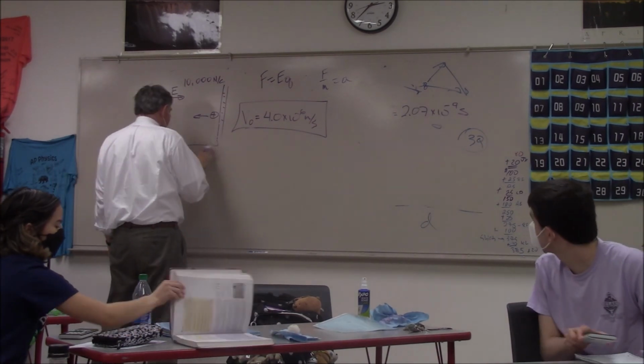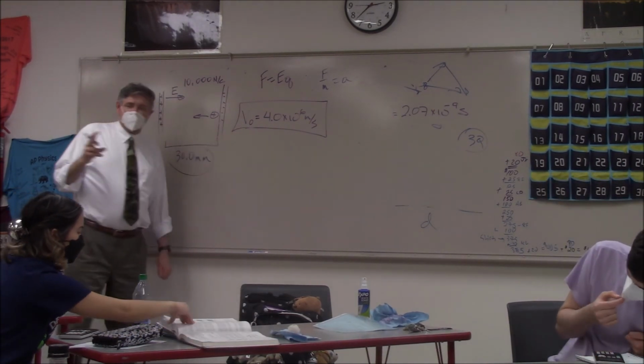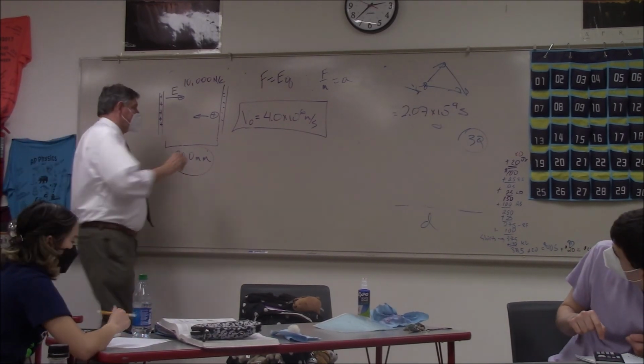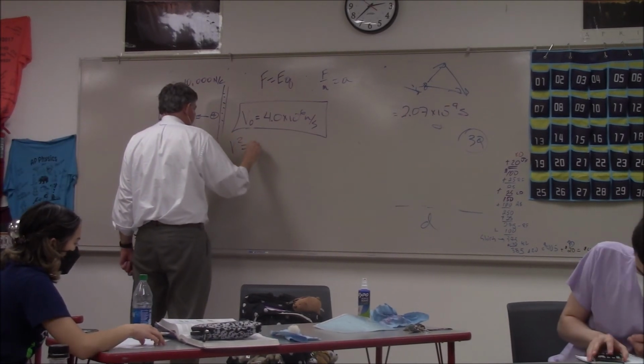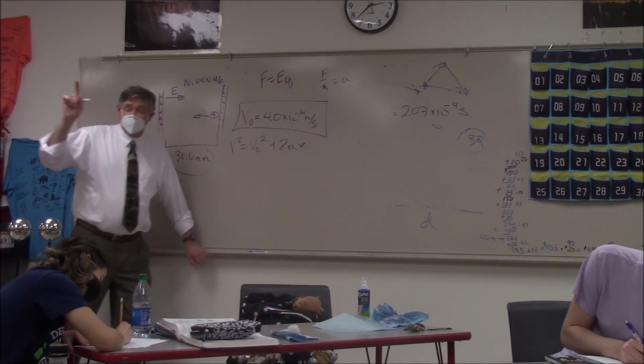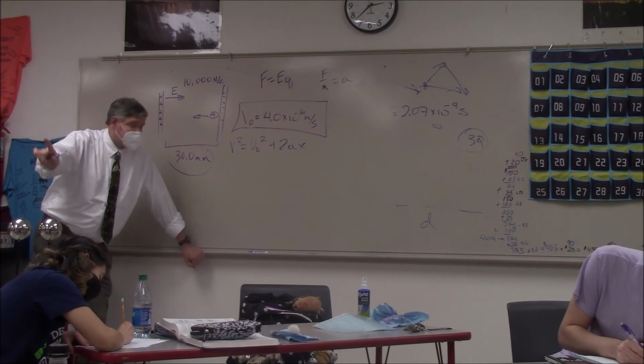So, you have a distance and you have an initial velocity. What are you going to use to find the final velocity? v squared equals v naught squared plus 2a times the distance. That's the equation. Now, here's what you have to think through though.